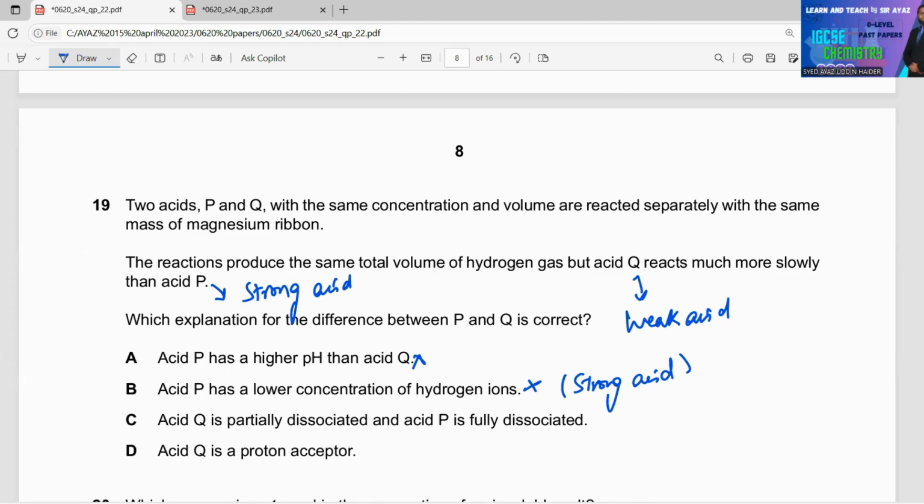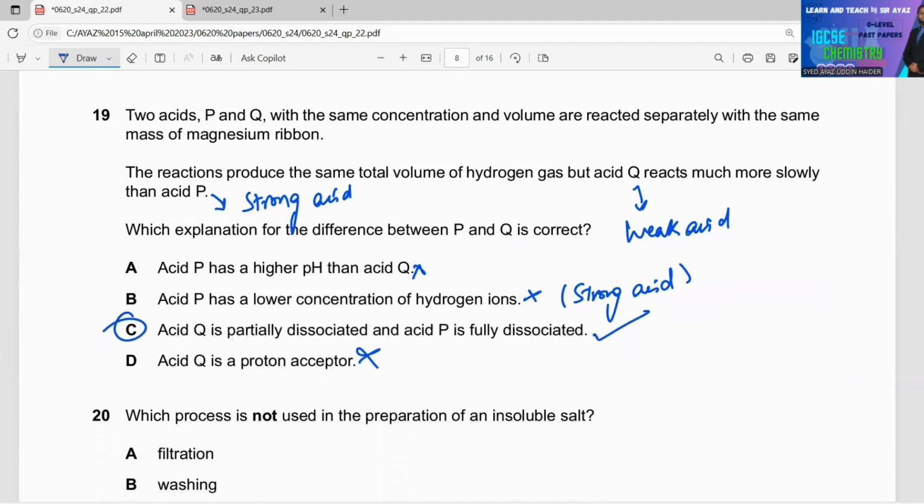C. Acid Q is partially dissociated and acid P is fully dissociated. This looks correct to me because if Q is a weak acid, it must be partially dissociated, and acid P, as I have already told you, is a strong acid, so it will undergo full dissociation. So C must be the right answer. For your convenience, I'm reading the last statement. Acid Q is a proton acceptor. This is incorrect. Both are acids, so both of these are going to donate protons.